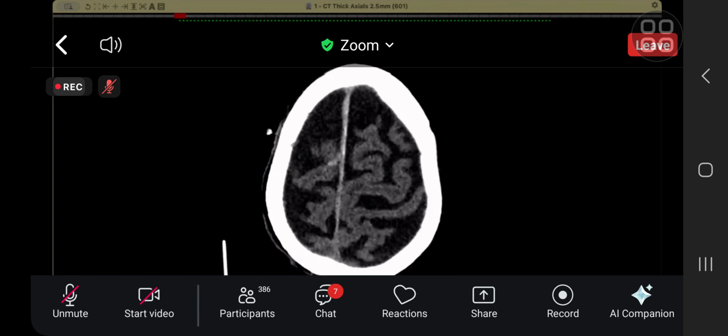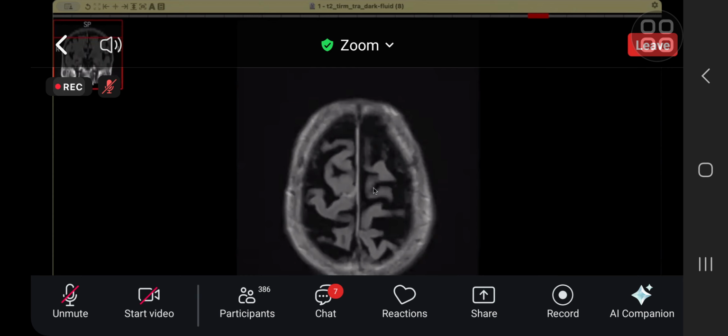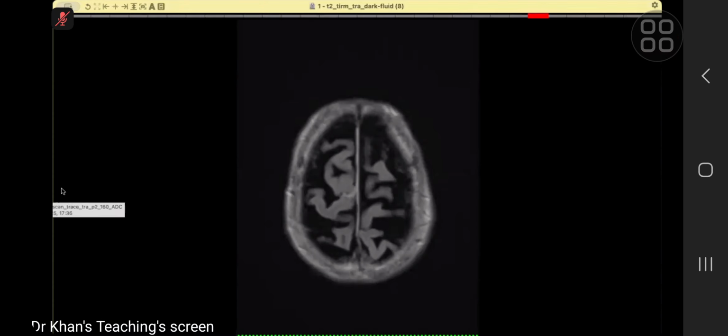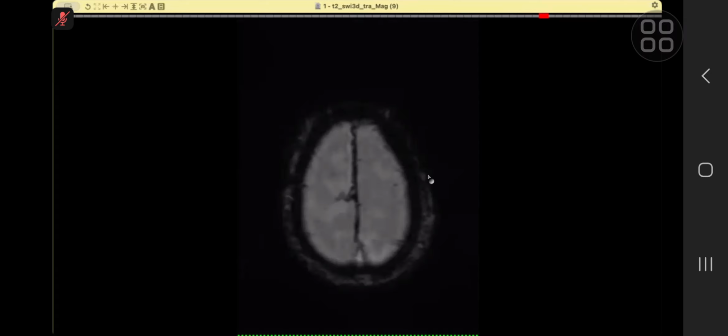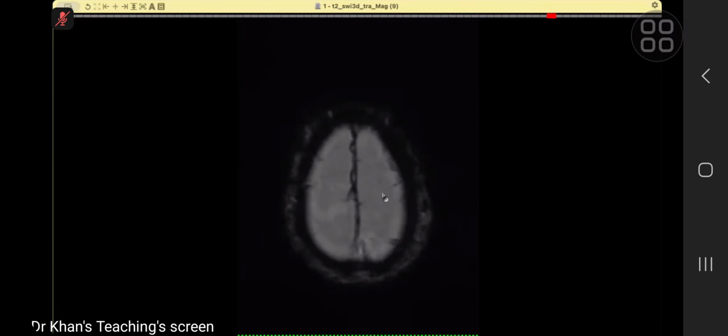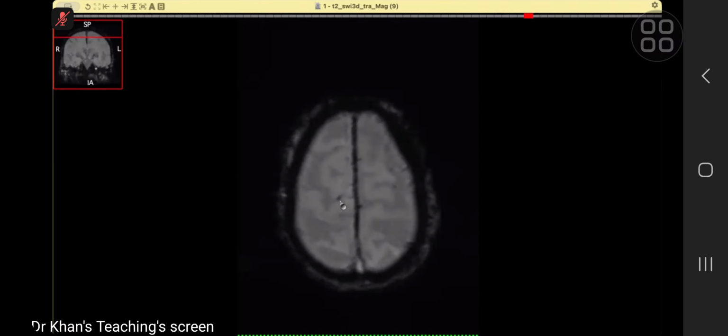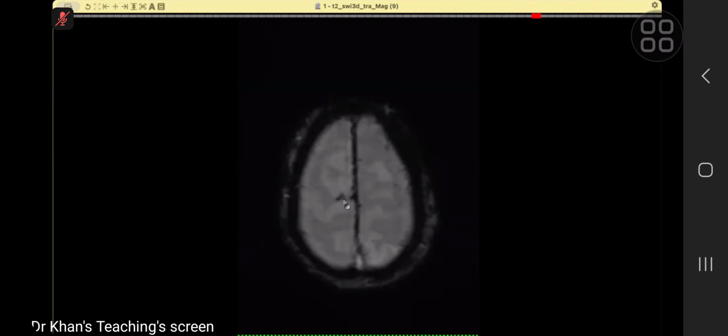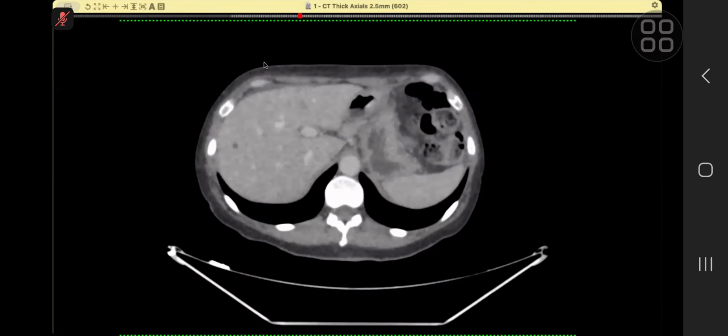Thank you, sir. And then on a FLAIR, just to make a point, you can see the same thing. Just for the purpose of teaching, I am showing you an SWI sequence, and you can see that there is some low signal there. Okay, fine. We go to the next case.